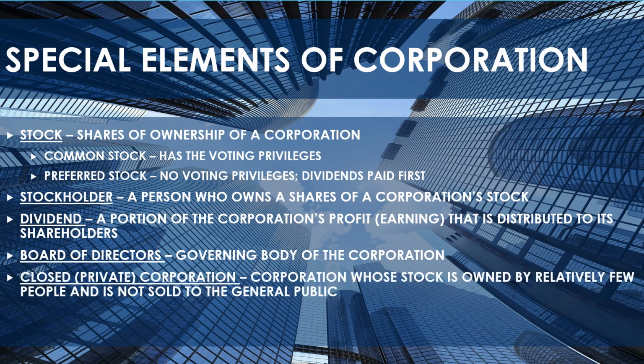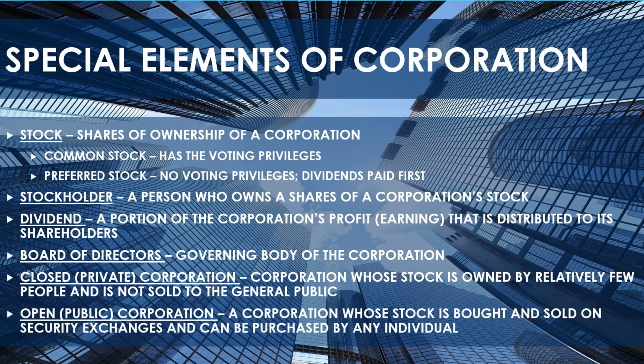And then we have here the closed corporation or the private corporation. These are corporations whose stock is owned by relatively few people and is not sold to the general public. So basically, an example of this is a corporation that is owned by family members only. So the shares that they have are not being sold to the public.